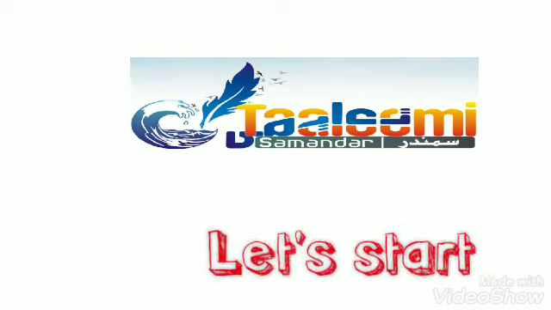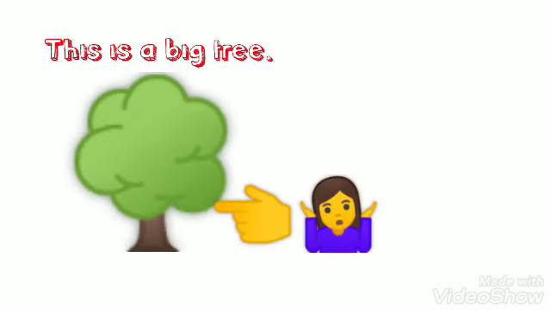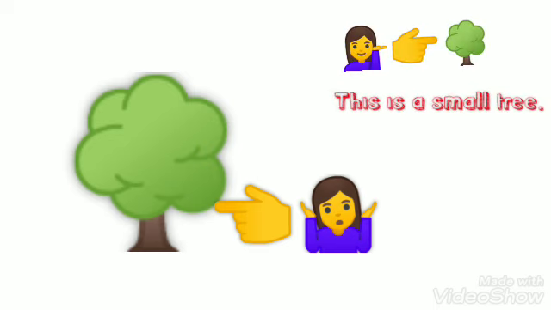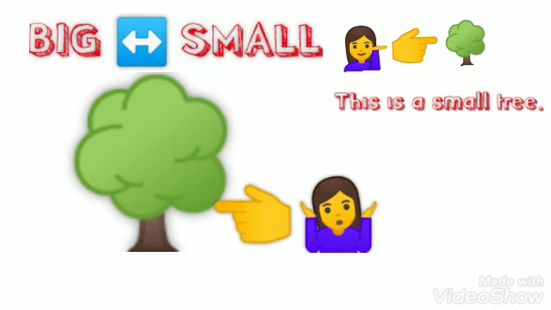Hello children, today we are learning opposite words with examples. Let's start. This is a big tree. See children, this is a big tree. This is a small tree. Opposites are big, small, small, big.